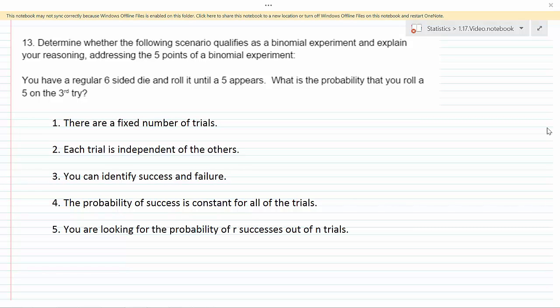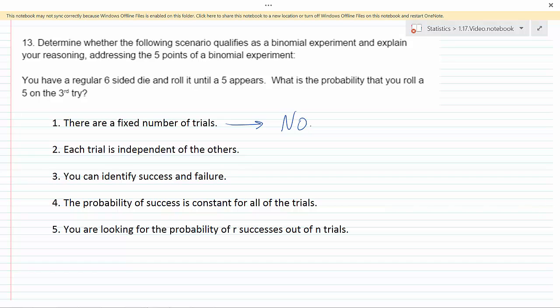So thinking about this right away, if we're rolling the die until we get a 5, this does not represent a fixed number of trials. You might get a 5 on your first roll, you might get a 5, 10 rolls down the line. If you're just rolling until you get a 5, that's not a fixed number of trials. So right away we see that this is not binomial because even that first condition is not met.